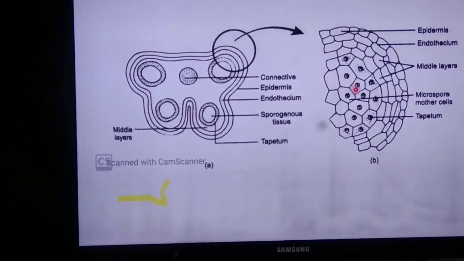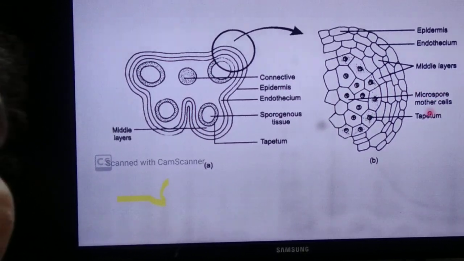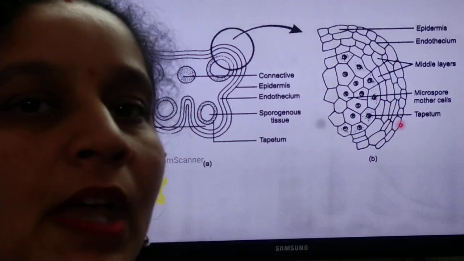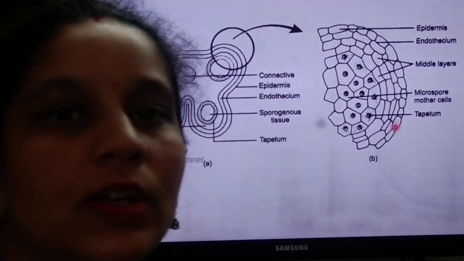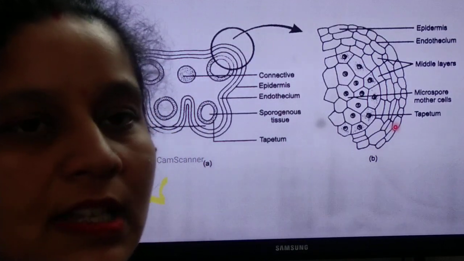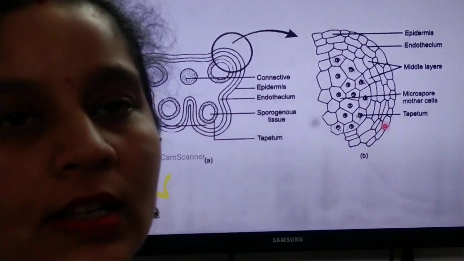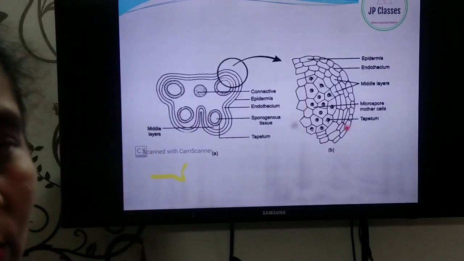Now besides that, you can see some cells showing the nucleus. These are the microspore mother cells. What do you mean by microspore mother cells? In short, MMC. Microspore mother cells are the ones which are going to give rise to the microspores. Means the microspore mother cell is the parent cell which will undergo meiosis and form microspores. Now moving to the next slide.